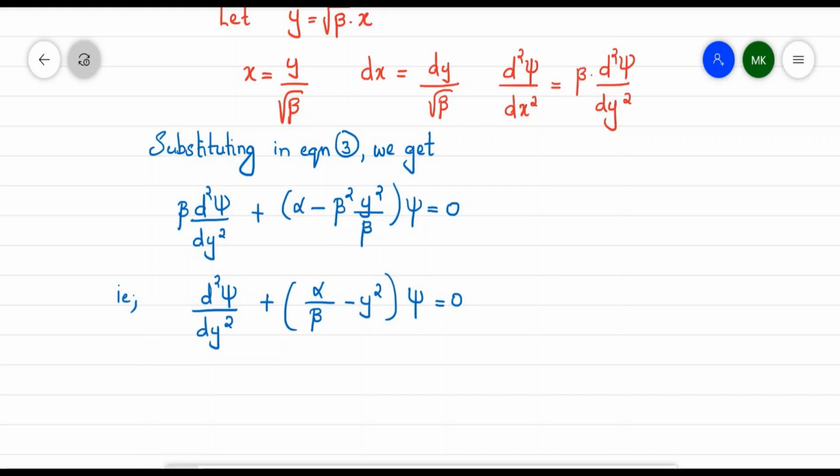We have divided both the terms by beta. So we get d square xi by dy square plus alpha by beta minus y square into xi equals 0. And let this be equation 4. This is a purely algebraic equation. Now we have to find out the solution for this equation.